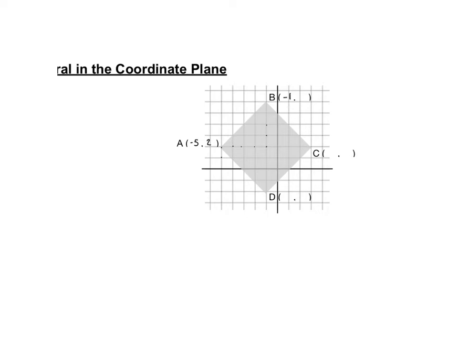B is going to be negative 1, 1, 2, 3, 4, 5, 6, positive 6. C is going to be 1, 2, 3, positive 3, and a positive 2. And D is going to be a negative 1, and let's see here, a negative 2. So those are the points we were able to use now that we're on the coordinate plane.